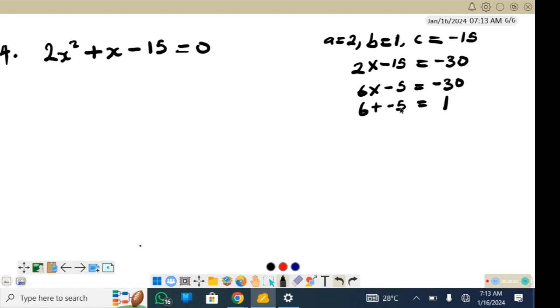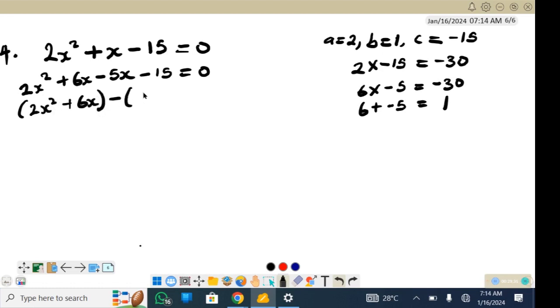So with 6 and minus 5, we can use it to replace here. So that will give us that 2s squared plus 6s minus 5s. So you can see how we have used that here. Then minus 15 equals to 0. So you group your two numbers, so that will give you 2s squared plus 6s, minus 5s. When you bring minus outside, the sign of the individual numbers will change. So this one is now plus 5s. This one will change to what? Plus 15 equals to 0.